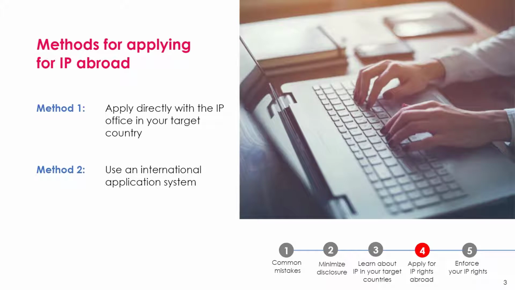It may be helpful to think about applying for IP rights abroad as a two-step procedure. The first step is when you apply. The second step is when your application is processed, where you are seeking IP rights. So first you decide on which method to use for the application, and then, no matter which method you chose, each country's IP office will examine and grant IP rights regardless of how you applied.